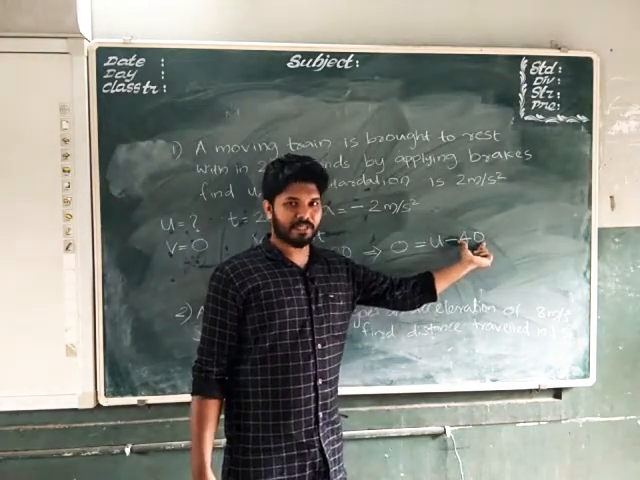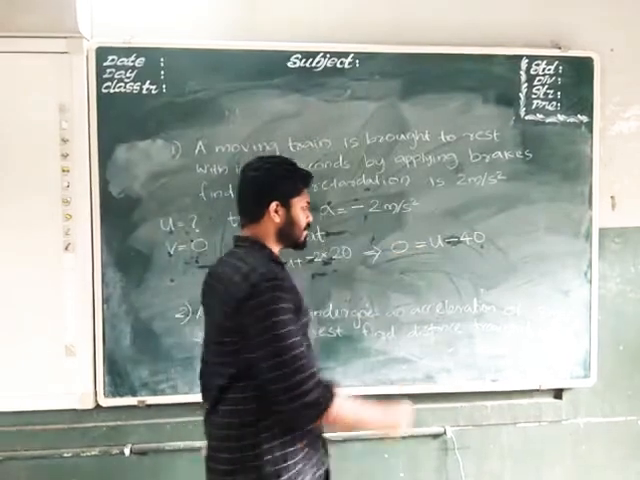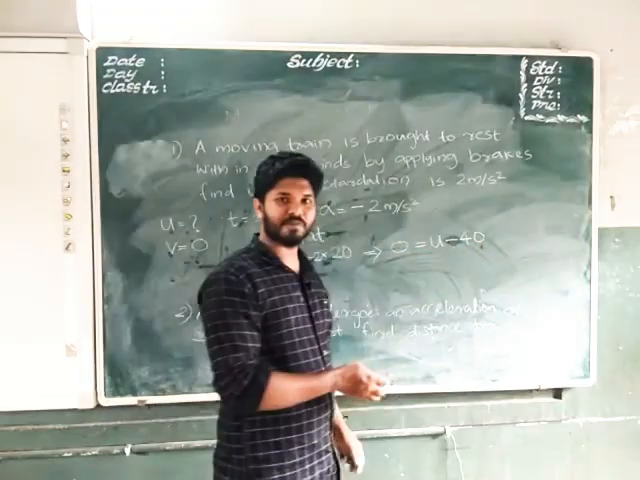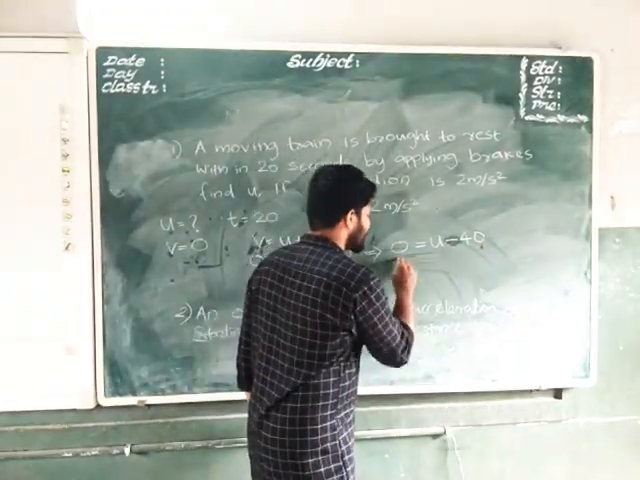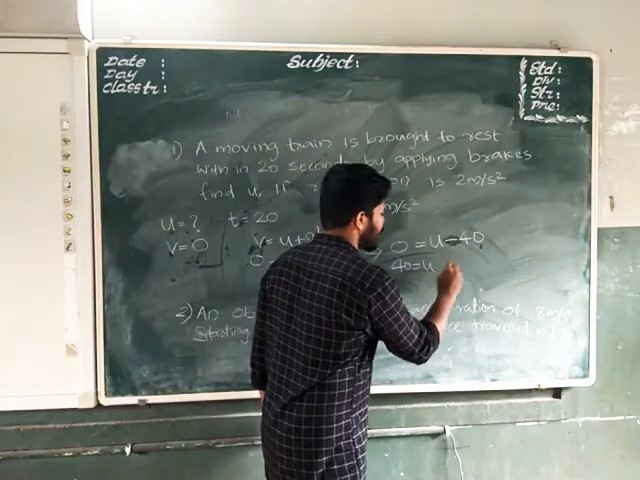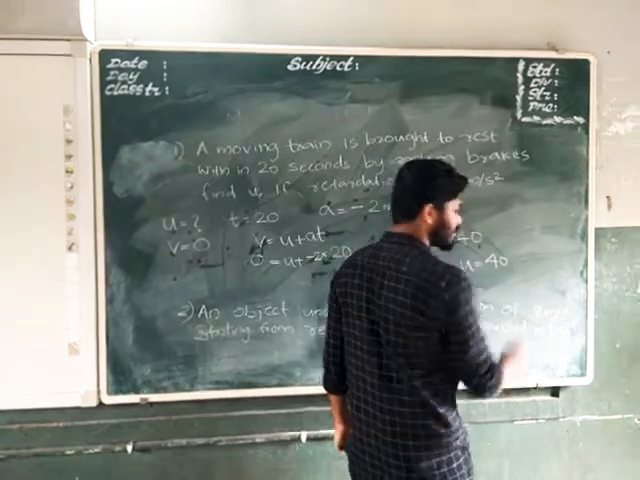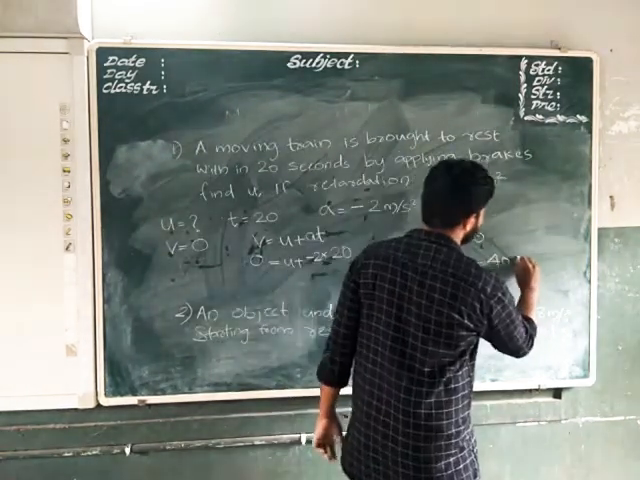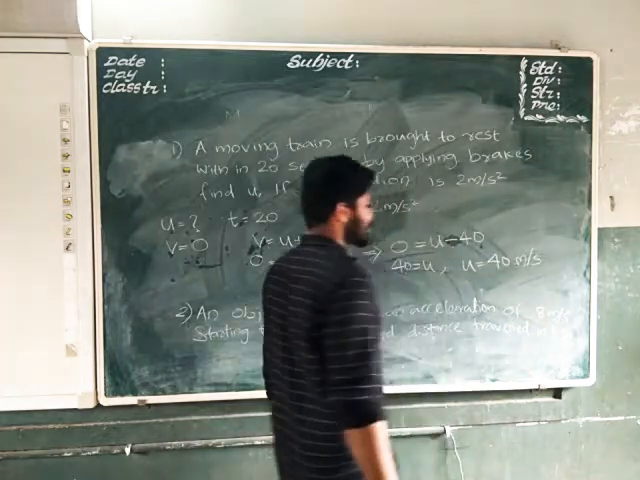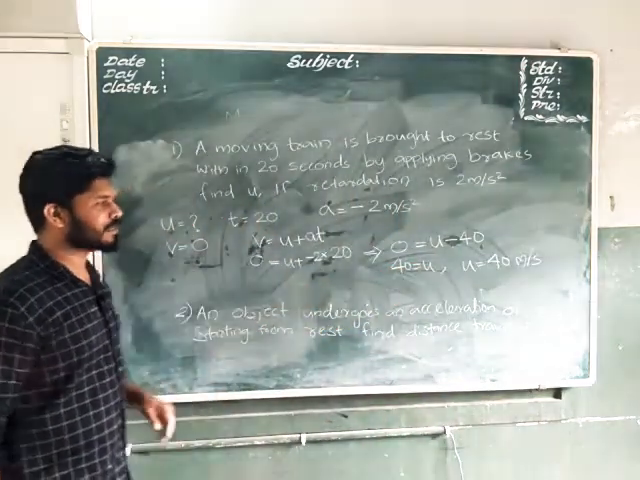Take this minus 40 to the other side, and it will become plus 40. So 40 is equal to u, or we can write u is equal to 40, and its unit is very important: meter per second. So here is the answer: u equal to 40 meter per second.